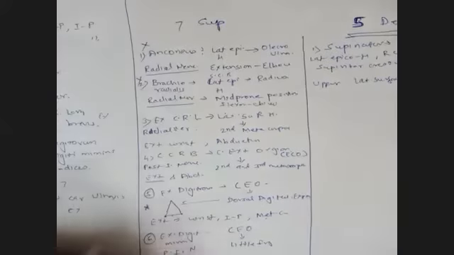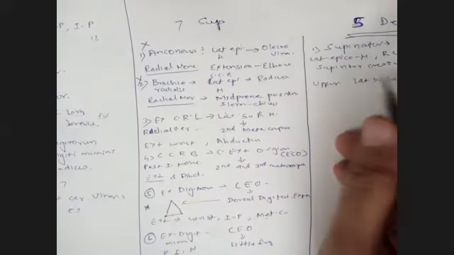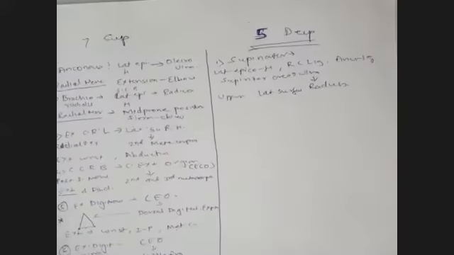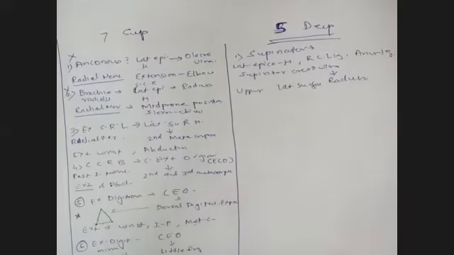So this is pronation, this is attached, and this is supinator. Right? So from the backside, the fibers come and are inserted on the lateral side of the radius.